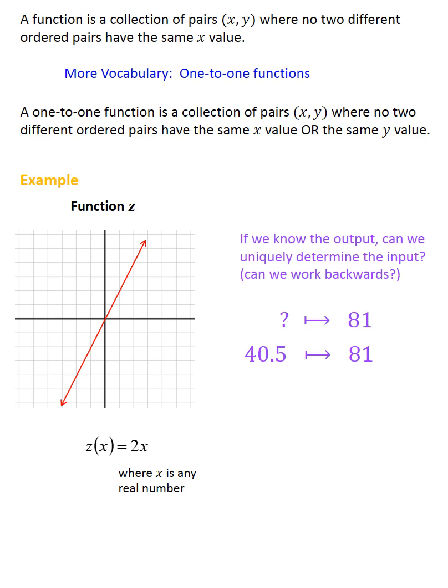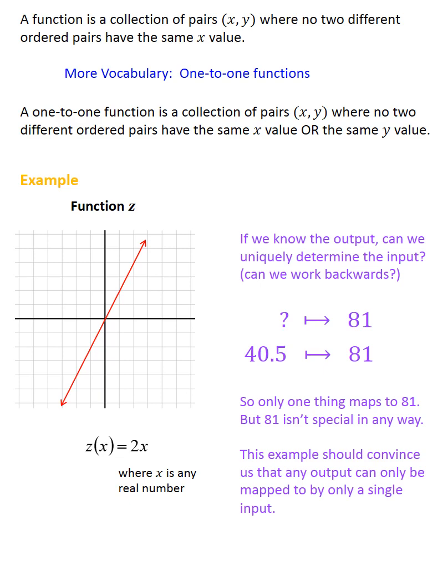Well, it turns out 40.5 maps onto 81 because 40.5 times 2 is 81. Well, what else maps onto 81? It should be easy to convince ourselves that 40.5 is the only number that you can double and get 81. So only one thing maps to 81, but 81 isn't special in any way. This one single example should convince us that any output can only be mapped onto by a single input value. Therefore, z is, in fact, a one-to-one function.